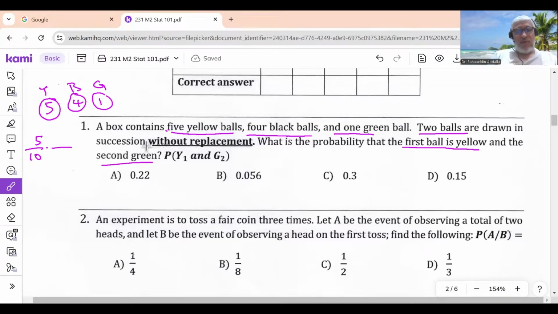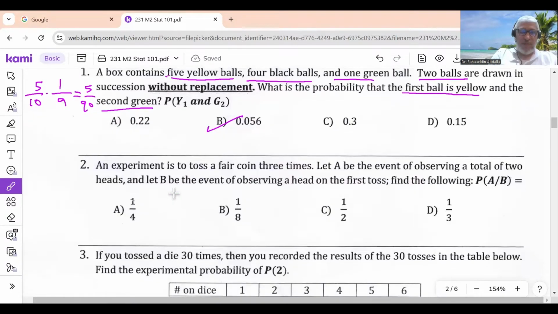Well, now without replacement, so we have 9 balls because we selected already 1 yellow ball. Now the number of yellow balls is 4 because we selected 1 of them, and there are 4 black and 1 green. What is the probability that we select a green ball from these 9? 1 because we have only 1 green. Multiplying these two, we have 5 over 90. Put it in the calculator, you will change it to a decimal. You will find that the answer is 0.0555. So the correct answer is 0.056.